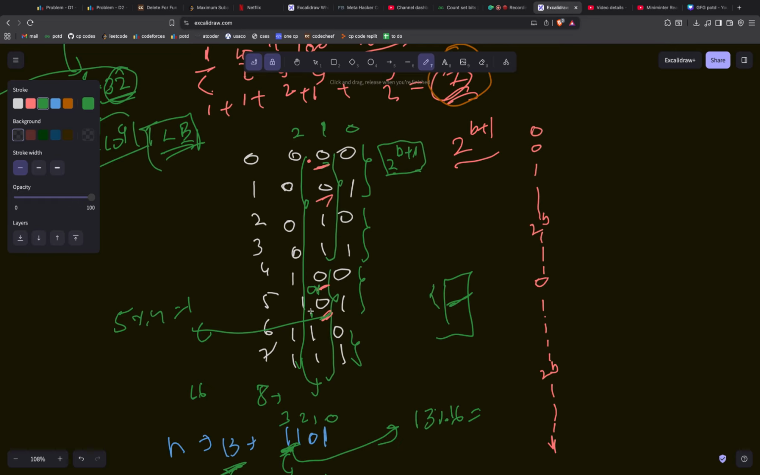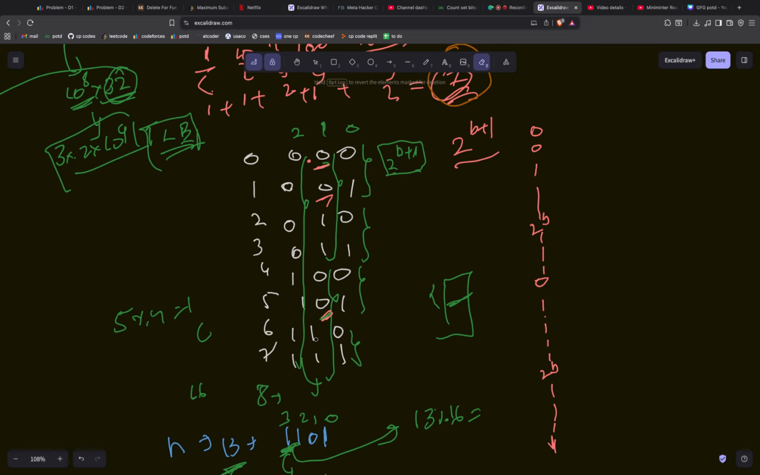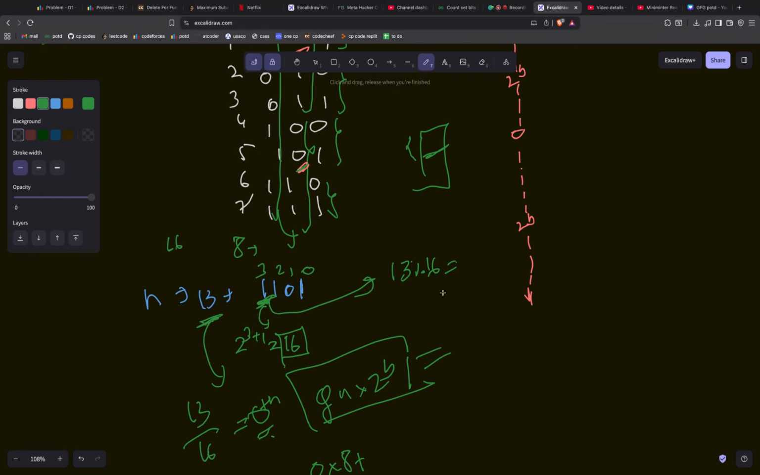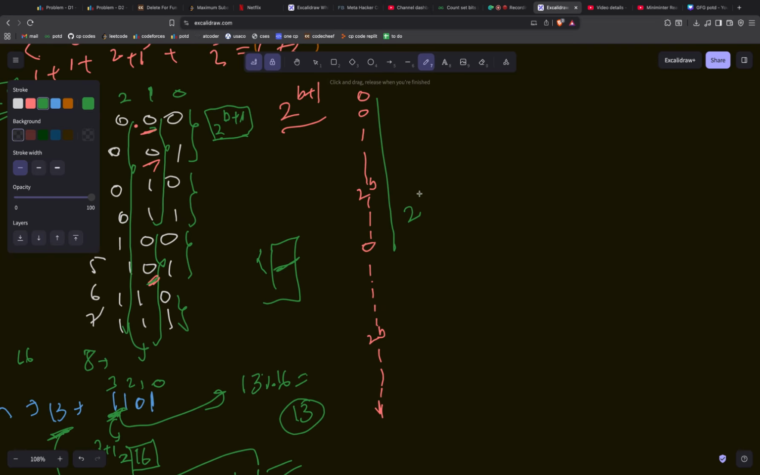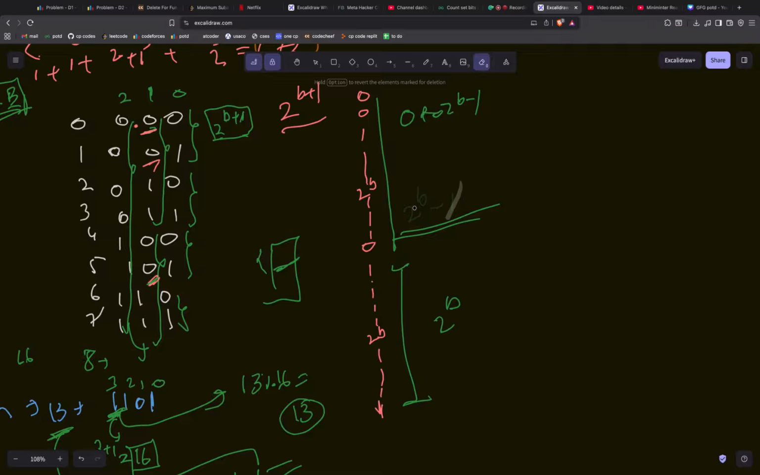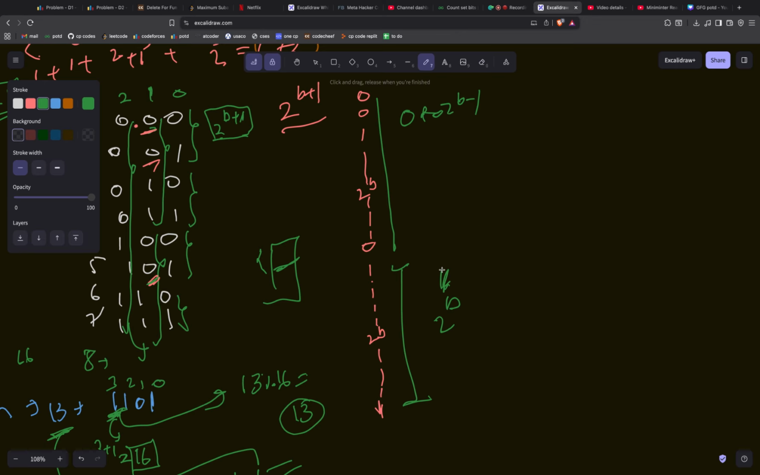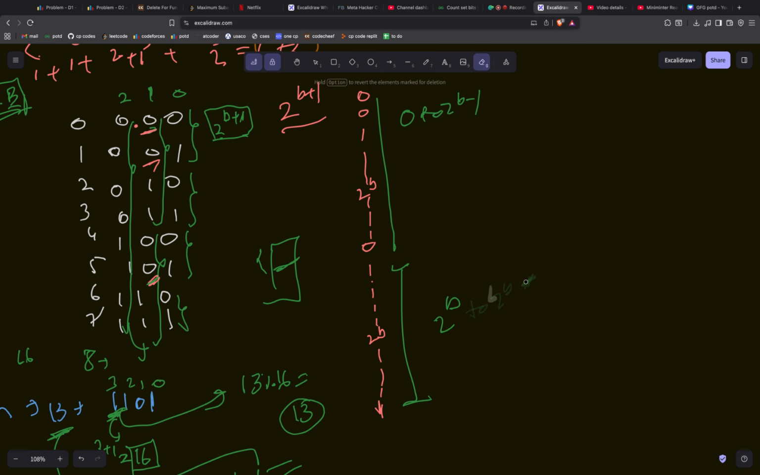This is 0th position, this is first position, in its group this is second position. We can also say 6 mod 4. This makes sense, right? So this is at 13th position. Now we know that the first 2^b minus 1 positions, that is 0 to 2^b minus 1, are all not set, and from 2^b it is set.